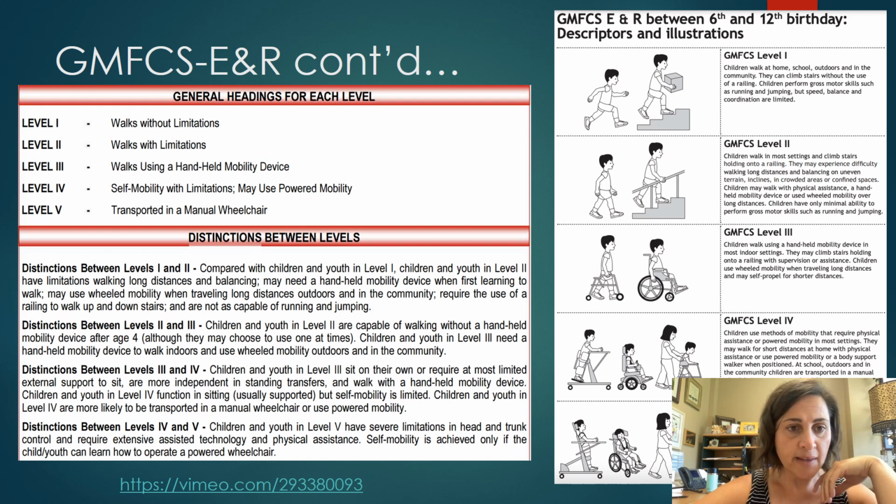So for instance, compared with children and youth in level 1, children and youth in level 2 have limitations in walking long distances and balancing. They may need a handheld mobility device when first learning to walk. They may use wheeled mobility when traveling long distances outdoors and in the community, or they may require the use of a railing to walk up and down stairs and are not as capable of running and jumping. On the right side of the screen, you'll also see a pictorial representation of the descriptors and illustrations of the GMFCS levels between the 6th and 12th birthday.